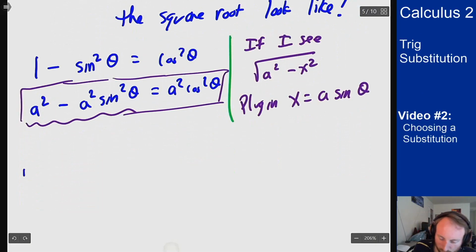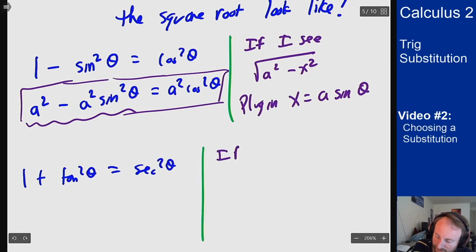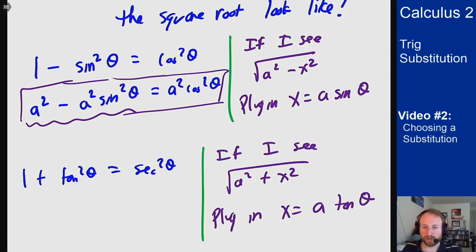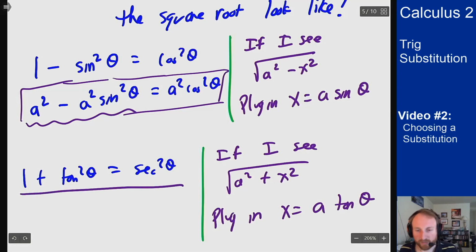Similarly, since 1 plus tan squared theta equals secant squared theta, then if I see square root of a squared plus x squared, I should plug in x equals a tangent of theta, because then I'll see a squared plus a squared tan squared theta, which I can convert to a secant squared, and then the square root goes away. The idea is always to get rid of the square root. That's really where you want to head with all these problems.